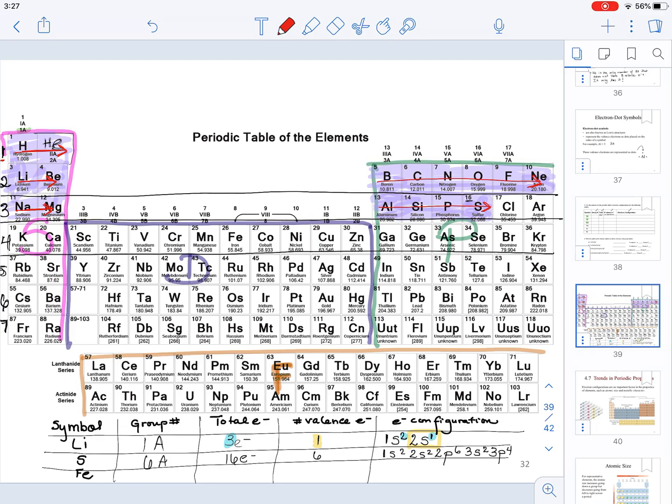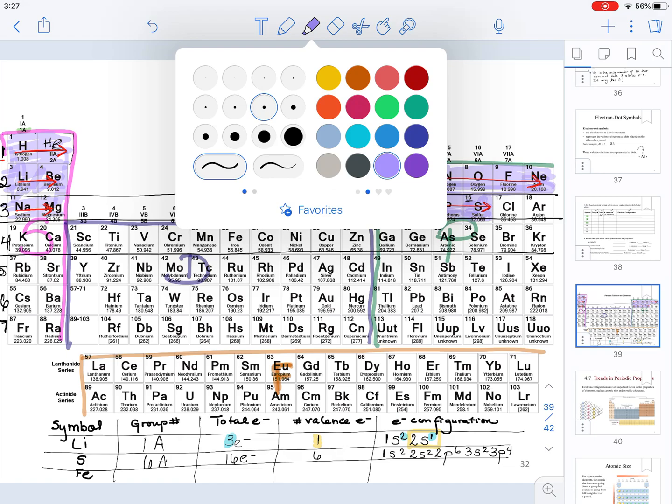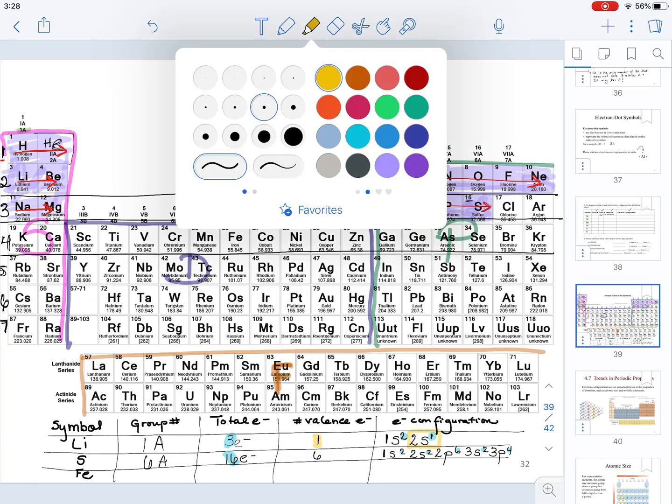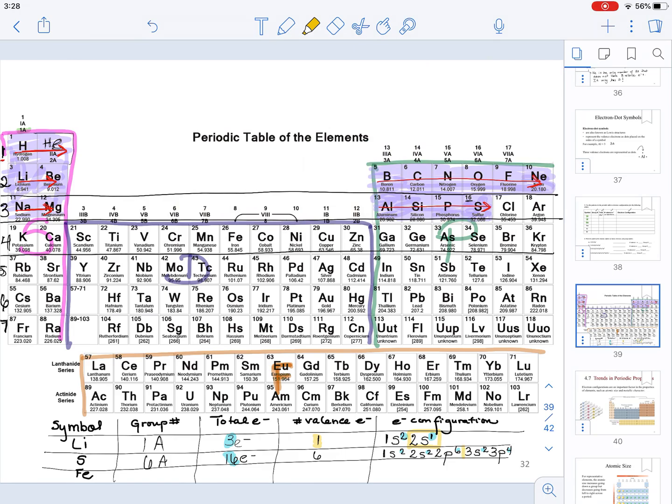Okay. Then, as I mentioned before, you can verify your answer. You can say 2 plus 2 plus 6, that's 10, plus 2, that's 12, plus 4, those are the 16 electrons. Those 6 valence electrons, where do they live? Well, I look at my highest shell number. As you can see, I'm highlighting it here in yellow. So if I add 2 plus 4, that's where the 6 valence electrons for sulfur come from. Let's move on to our last example, which is iron.